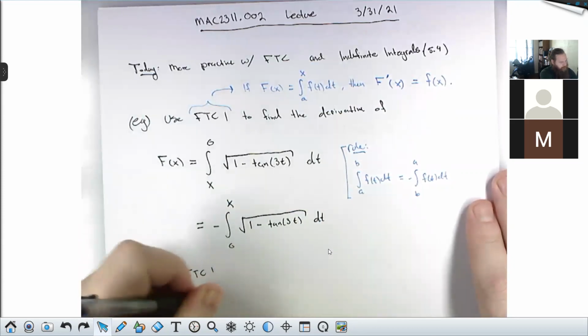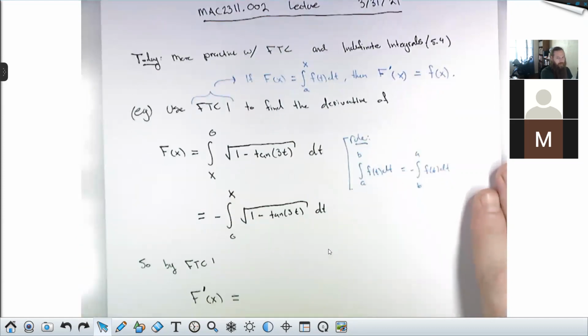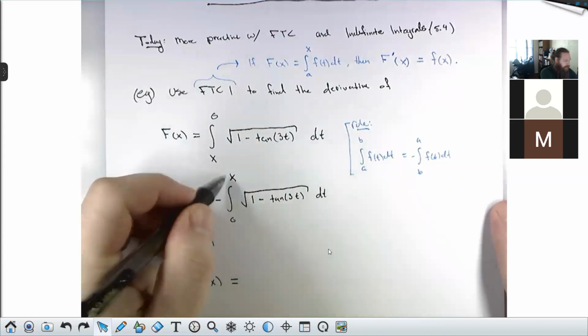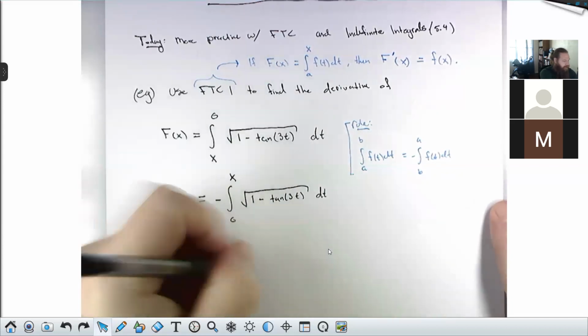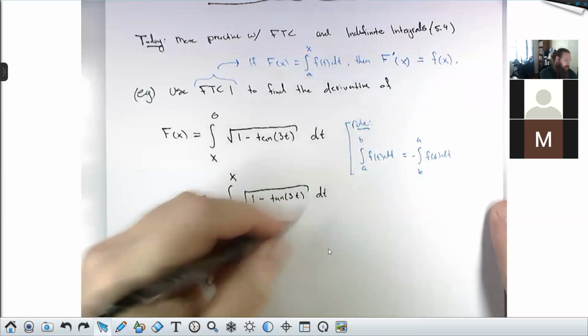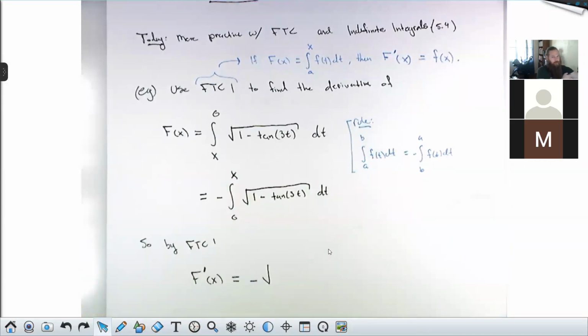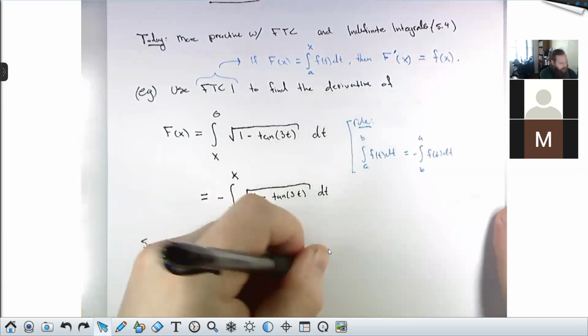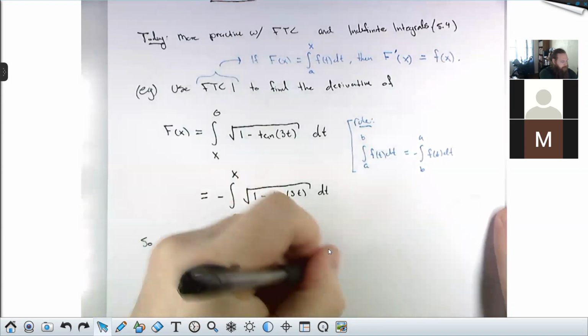capital F prime of x should be equal to what? Negative square root of 1 minus tan 3x. Very good. Absolutely perfect, right? The integral goes away. This thing goes in here. Wherever you've got a t, it becomes an x. So this will be negative. That's this negative coming along for the ride. And then the integral goes away, and you're just left with the integrand. That's what we call the function inside the integral, the integrand, which is 1 minus tangent of 3t. And then you swap this variable in. Anywhere there is a t, there's now an x.